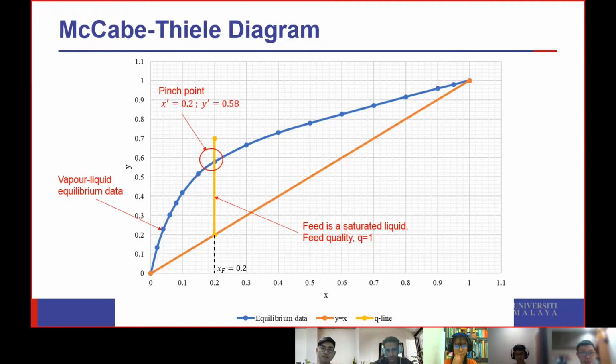To determine the number of stages, we use the MATCAP-TD graphical method. First, we plot vapor-liquid equilibrium data as a blue curve on the diagram. Given that the feed is a saturated liquid, we draw a vertical line at x equals 0.2. The intersection between the Q line and the equilibrium curve gives us a pinch point.